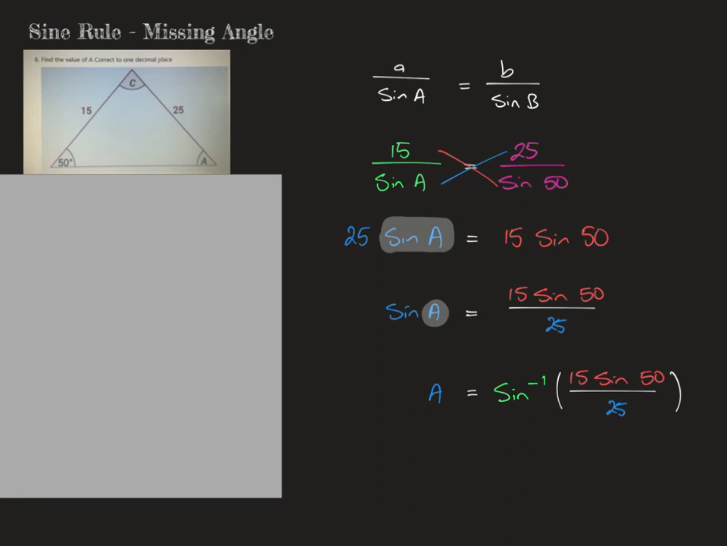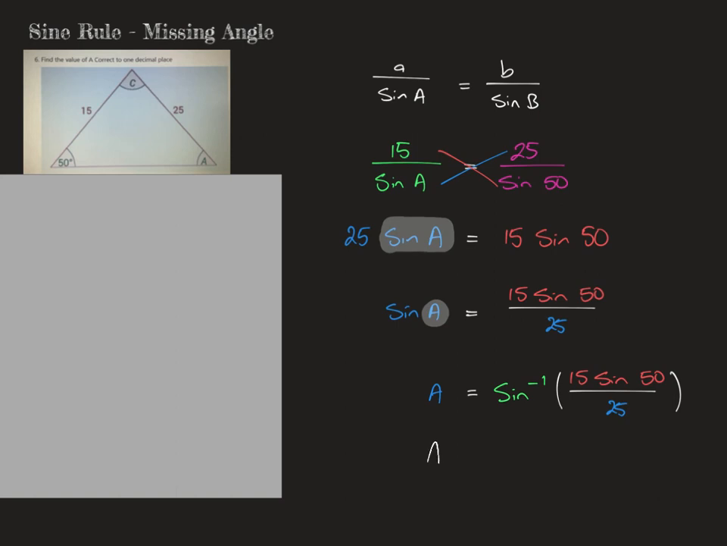And now we need to put in the fraction. So we're going to press the fraction button. We're going to press 15. We're going to press sine of 50. And I'm going to close those brackets. And that's all over 25. I'm going to push out and close those brackets and press equals. So my answer there is 27.36. Okay. So I'll write that answer in.